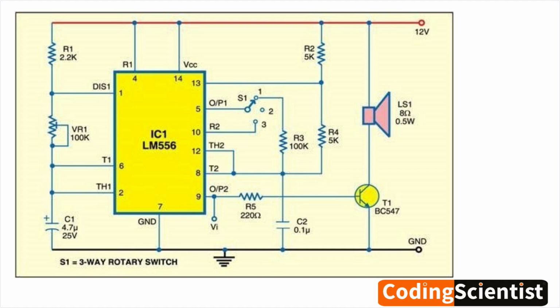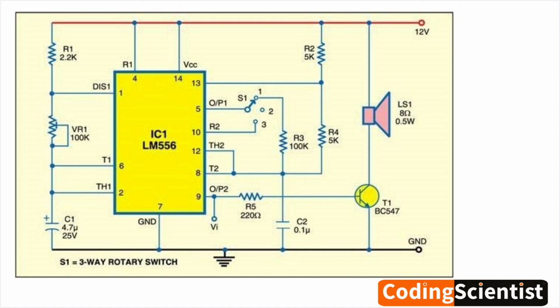Amplification: the 555 timer's output signal is fed to the base of the transistor T1. The transistor amplifies this signal, providing enough current to drive the speaker. Sound production: the amplified signal is then fed to the speaker, which converts it into audible sound waves.